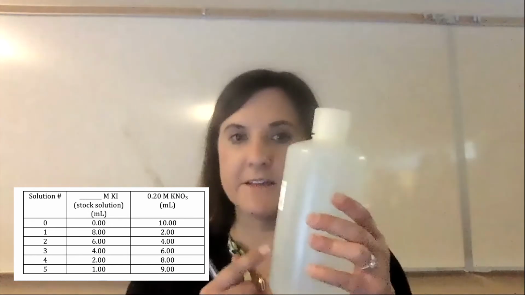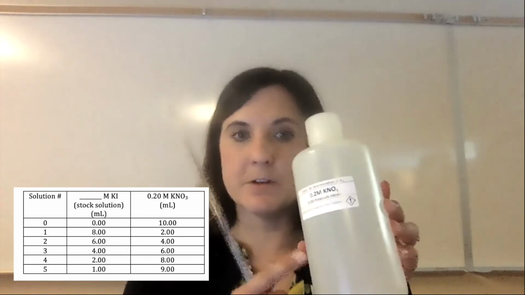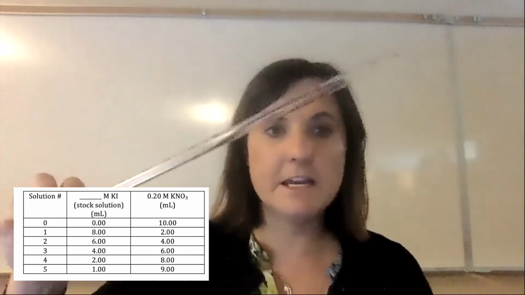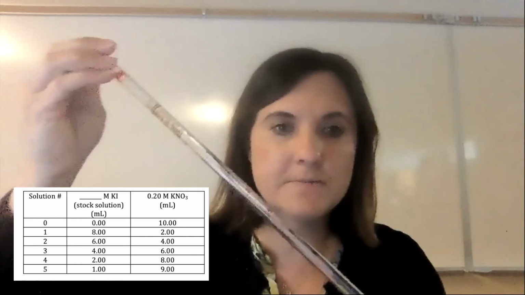So you still have some potassium nitrate labeled. You want to make sure you have your potassium nitrate. You poured that at the beginning, you labeled it. So you're going to need a pipette that you need to condition. So this is a 10 mil pipette.